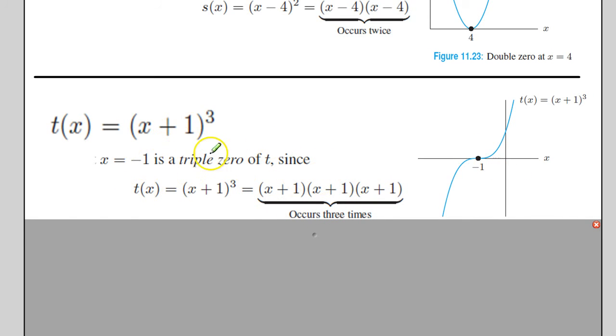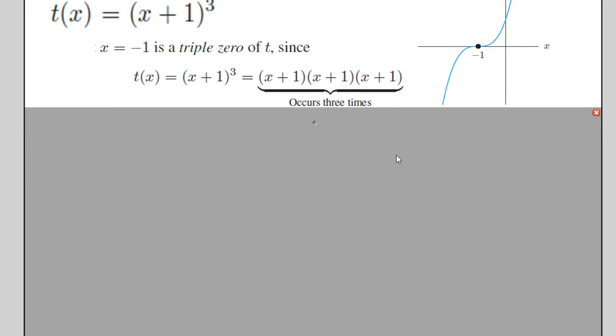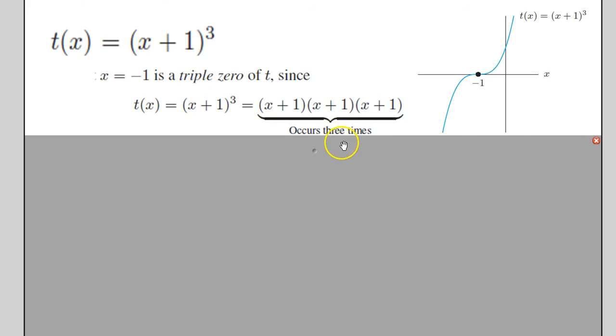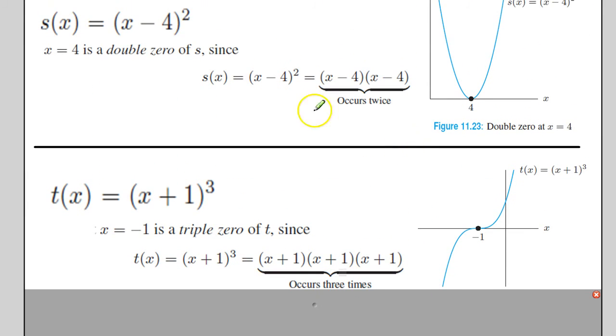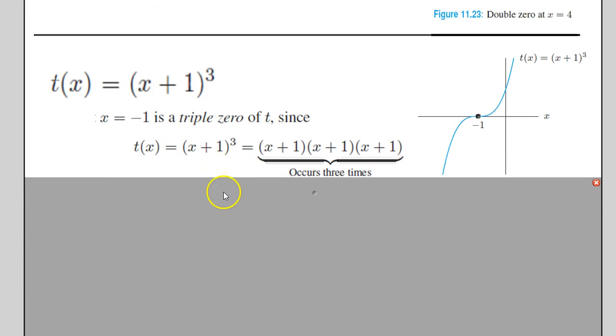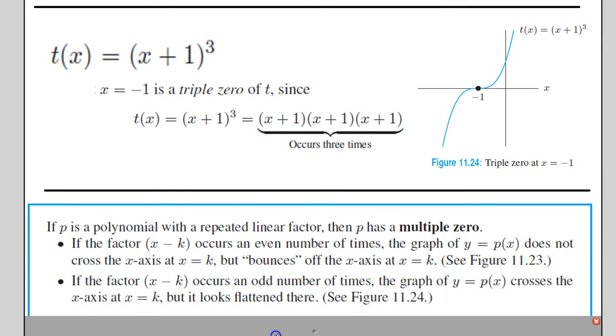So that means it's a triple 0. x equals negative 1 is a triple zero of t because of that. Okay, so what does that mean and how does that affect our short run behavior? As you can see, these graphs look very different, and you can just say, oh, because one is an even degree polynomial and one is an odd degree polynomial, but that's thinking long-term behavior. So this is important to understand.